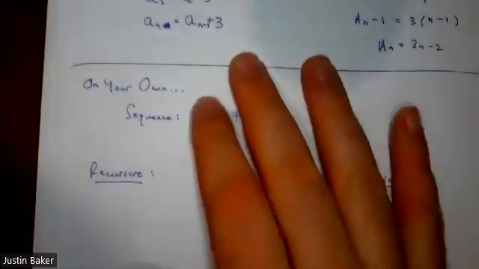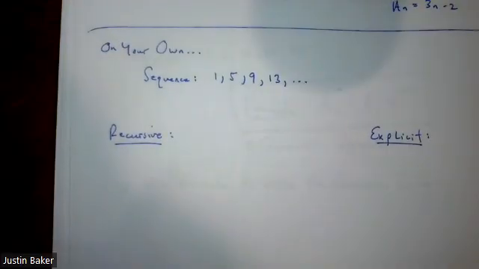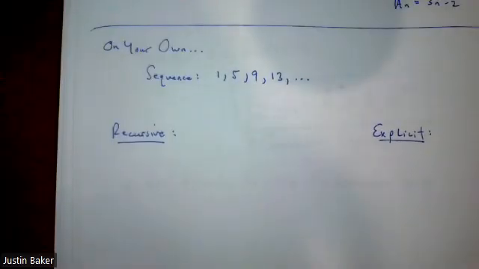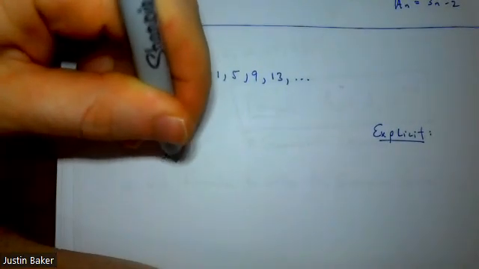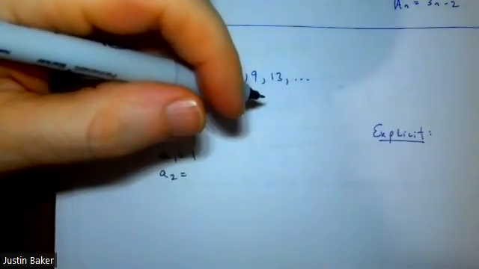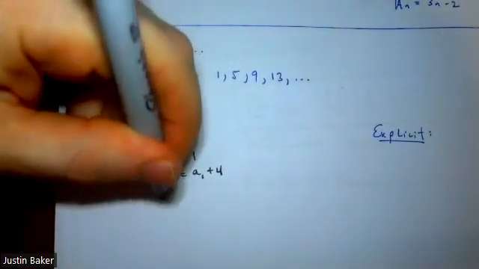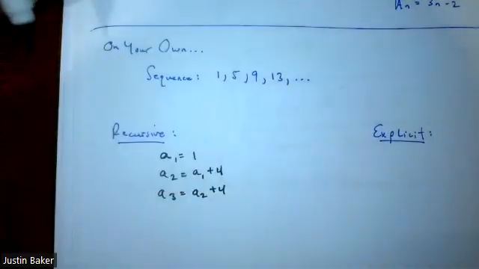Okay, so on our own, we want to come up with a recursive and an explicit formula for what we see here. So we've got 1, 5, 9, 13. For recursive, you're just coming up with a sub 1 is equal to, and we already know that that's 1. And then for a sub 2, what's our pattern? It's going to be a sub 1 plus 4. So then a sub 3 is going to be equal to a sub 2 plus 4.